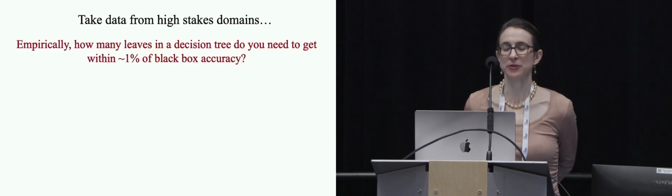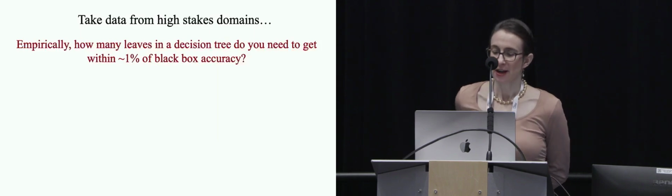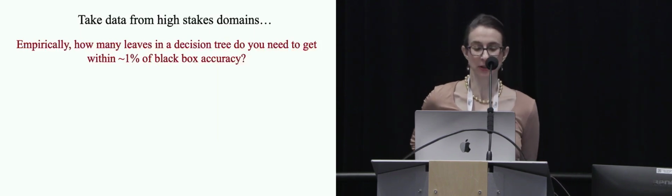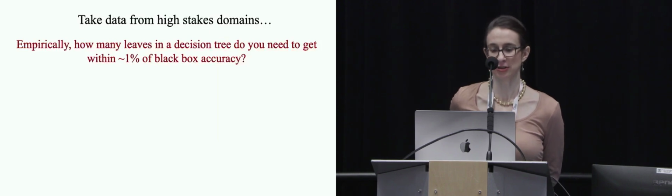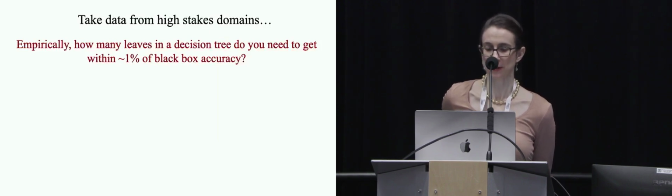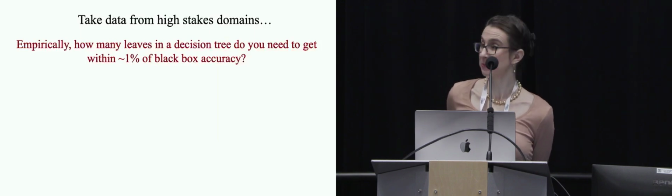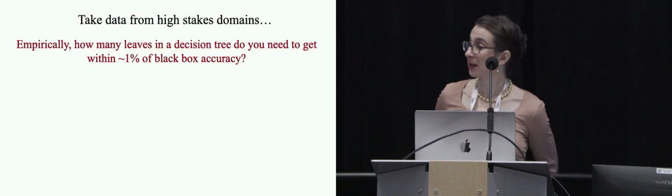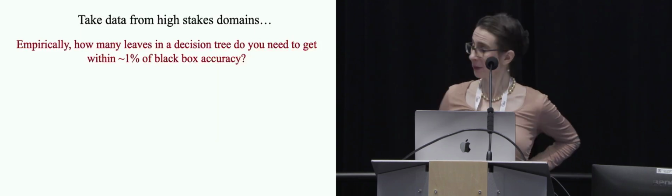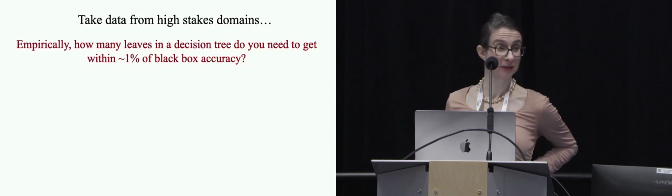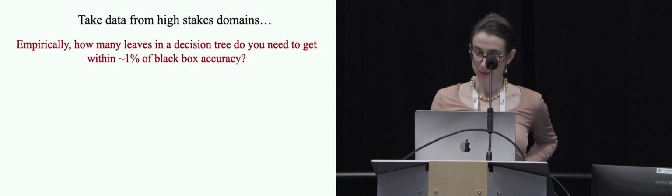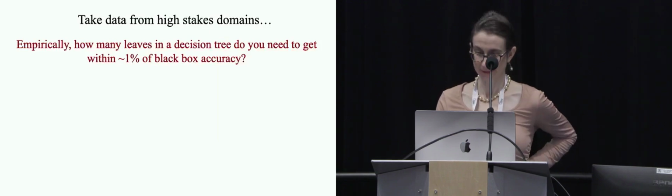So let's give you some examples from a couple of high-stakes domains. And we're going to ask, empirically, how many leaves in a decision tree do you need to get to within 1% of black box accuracy? And say these black boxes can be deep neural networks with tons of weights. So what's the answer? Maybe you're thinking 30, 40, 20 perhaps. Well, it's a bit smaller than that.